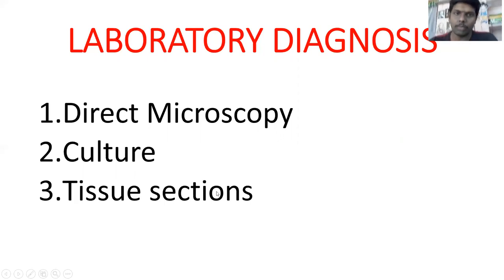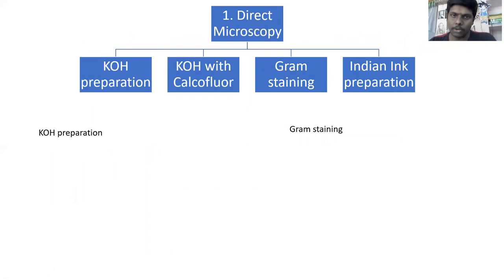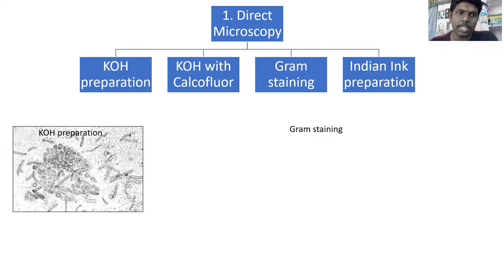First, let us see direct microscopy. In direct microscopy, first we will take the fungal sample on a clean glass slide and go for a few preparations. The first one is KOH preparation. KOH means potassium hydroxide. We will add a drop of potassium hydroxide to the fungal sample on the glass slide and observe under the microscope after placing the cover slip. Then we can observe fungal structures like hyphae, yeast cells, septa, and mycelia directly under the microscope after adding a drop of KOH. So this is one direct microscopy.